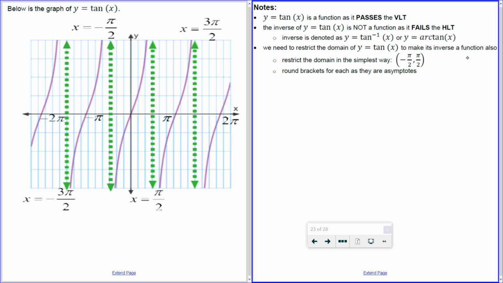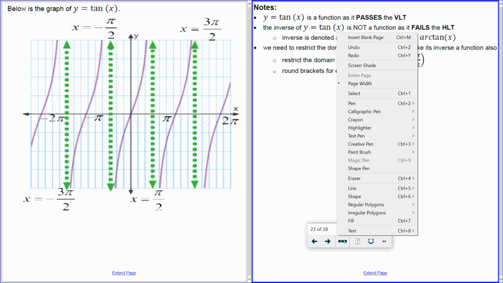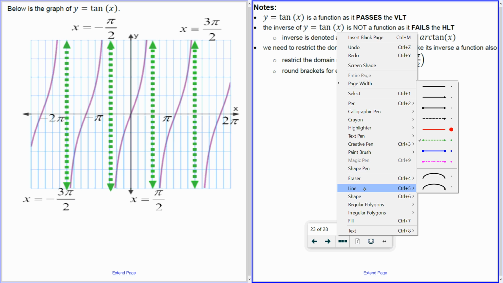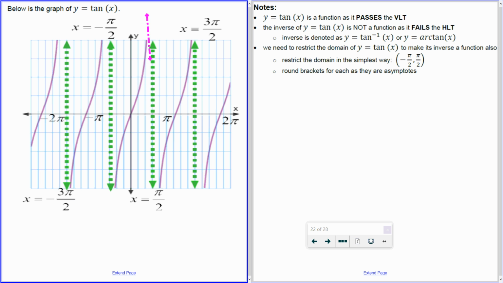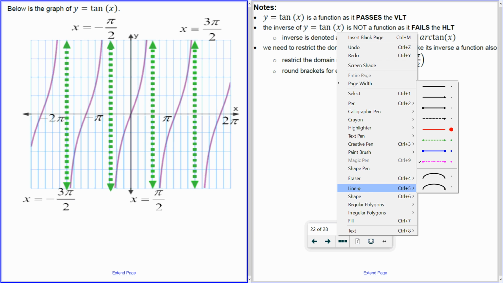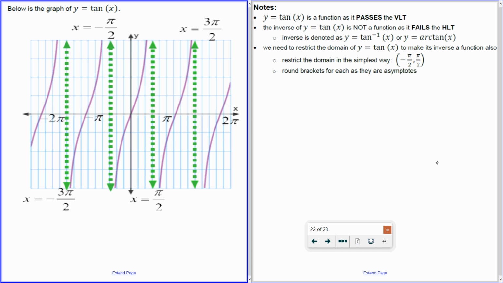Now, I know that tangent is a function because if I take a vertical line and slide it across, you can see it only touches the function in one spot. So I know it is a function. Now let's look at a horizontal line. If I take a horizontal line and do the same thing, as I slide it along, you can see it fails the horizontal line test. It touches it in many points.